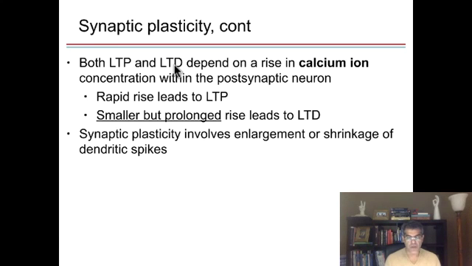But the obvious question here would be, how does calcium know I have to take a pathway to create long-term potentiation, or I have to take a pathway to create long-term depression? How does calcium know I have to attach to calcium calmodulin, or I have to activate a phosphatase? Well, it seems like it depends on how this calcium increases inside the cell. If the increase of calcium is rapid, it's going to create long-term potentiation. However, if the increase of calcium is small but prolonged, that is going to create long-term depression.